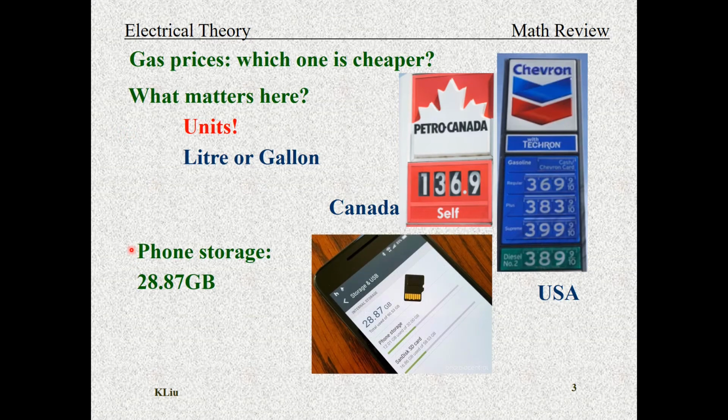The phone in the picture shows it as 28.87 GB storage. What is the meaning of prefix G? Giga, 10 power 9. Yes, prefix matters. We will also review the units and prefixes today.